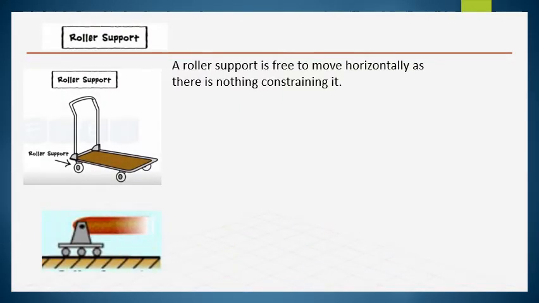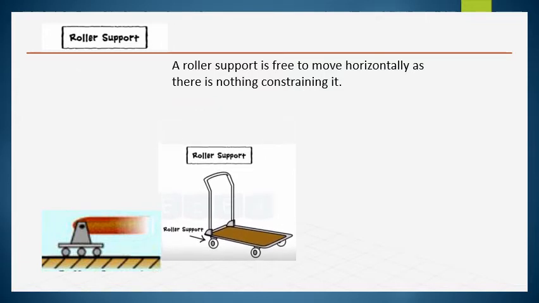The different types of supports. You are seeing the roller support. Roller support allows translation in one direction. It offers resistance to motion only in one direction, that is in the vertical direction. There is no opposition for the rotation.